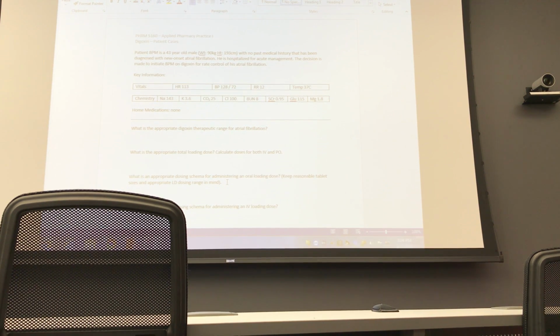All right, what is an appropriate total loading dose? Calculate for IV and PO. What did you guys get for oral and then IV? 875 micrograms oral. Beautiful, and IV? 625 micrograms. Brilliant. Thoughts or questions on how to get there? Straight plug and chug, right?